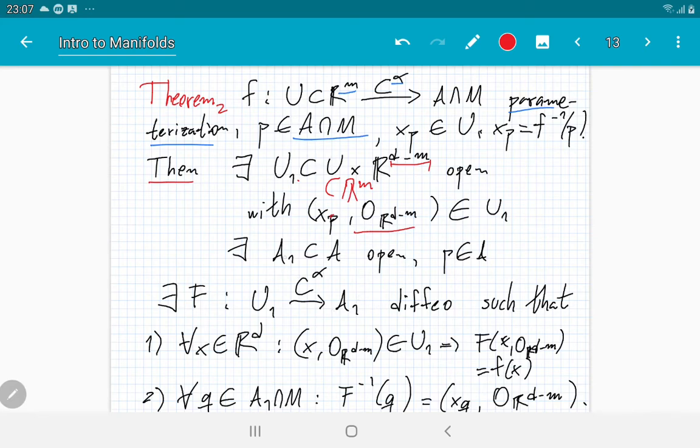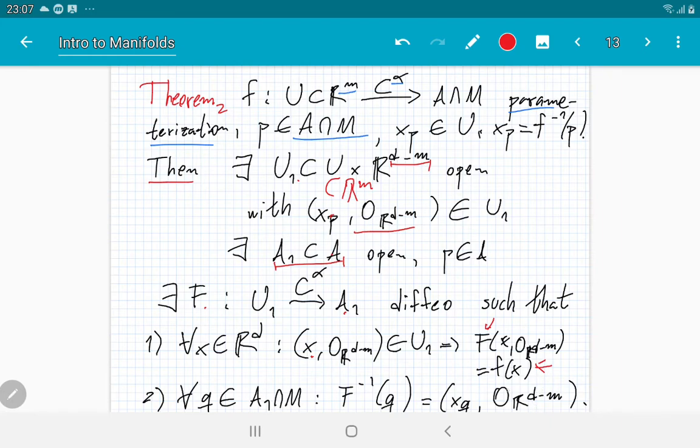So there's this open set. There's another open set here, contained in A, right? Remember that we have, okay, we're going to draw this later, an open subset contained here. And there's a diffeomorphism mapping U1, which is like U with some added coordinates, to A1. And here's what it does, right? If I take a vector of the form x0, so x in Rd with some 0 coordinates added, then computing F there is the same thing as computing little f. So big F somehow extends little f.